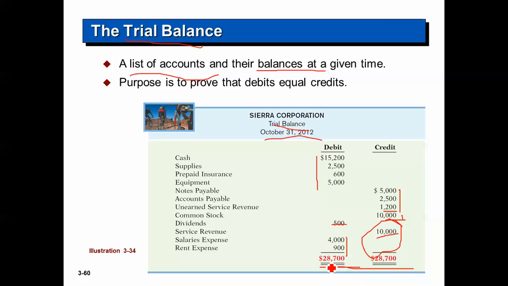If my debit accounts, which total $28,700, equal my credit accounts, $28,700, then I can be reasonably assured that everything is in balance, and I have not disrupted that initial balance sheet equation, assets equal liabilities plus owner's equity.